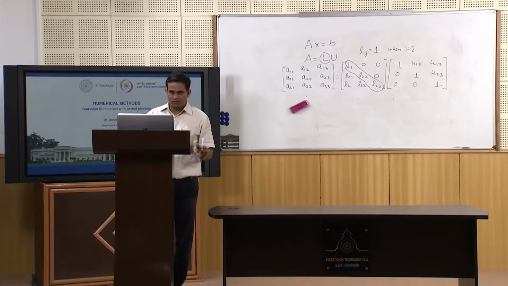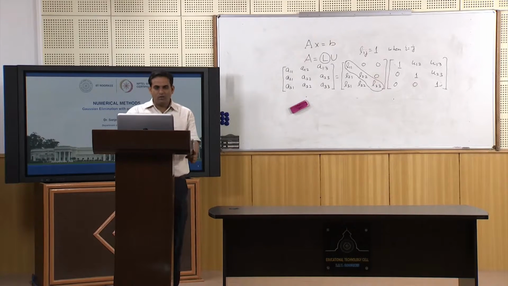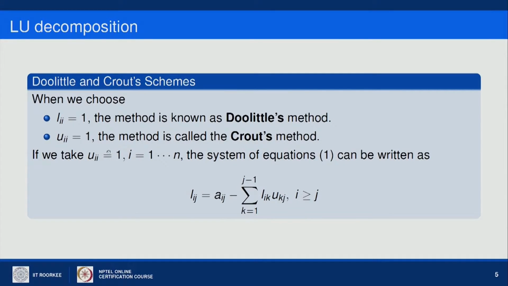So if we take Uii equals 1 for i from 1 to n, meaning all diagonal entries of the upper triangular matrix are 1, the system of equations can be written as Lij equals Aij minus the summation over k from 1 to j minus 1 of Lik Ukj, whenever i is greater than or equal to j.